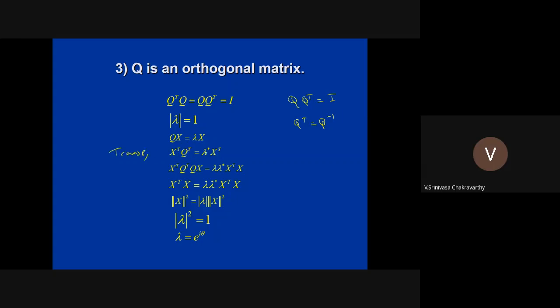Okay, x transpose Q transpose is equal to lambda star x transpose. And then multiply. I'll call this equation 1, call this equation 2, multiply 1 and 2. So you get this. Now you know that Q transpose Q is equal to I. So you get x transpose x here. And here you get lambda star lambda x transpose x. So x transpose x, norm x square, is equal to mod lambda square times norm x square. So mod lambda square is equal to 1.